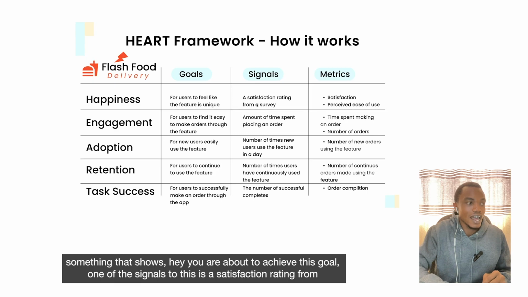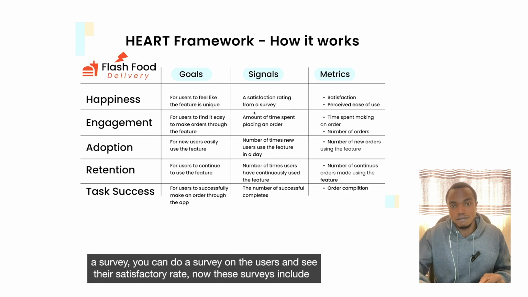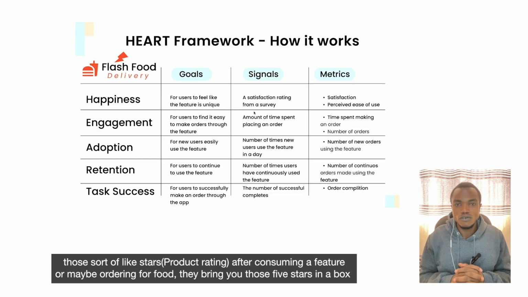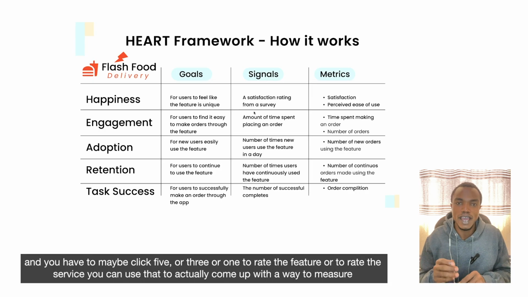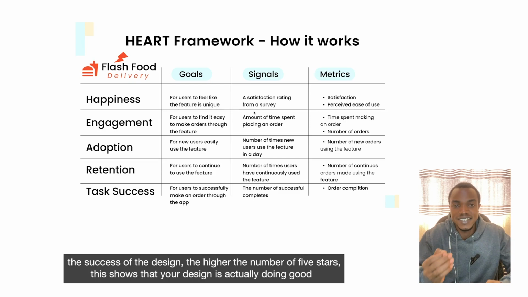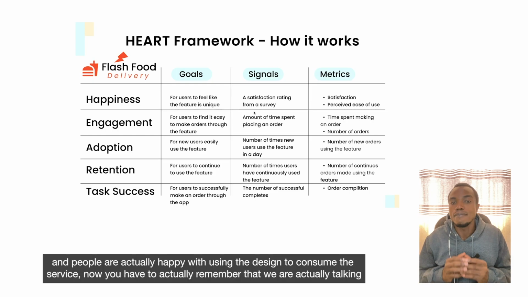One of the signals to this is a satisfaction rating from a survey. You can do a survey on the users and see their satisfaction rate. Now, these surveys include those star ratings. After consuming a feature or ordering food, they bring you those 5 stars in a box, and you have to click 5 or 3 or 1 to rate the feature or the service. You can use that to come up with a way to measure the success of the design. The higher the number of 5 stars, this shows that your design is doing well and people are happy with using the design to consume the service.